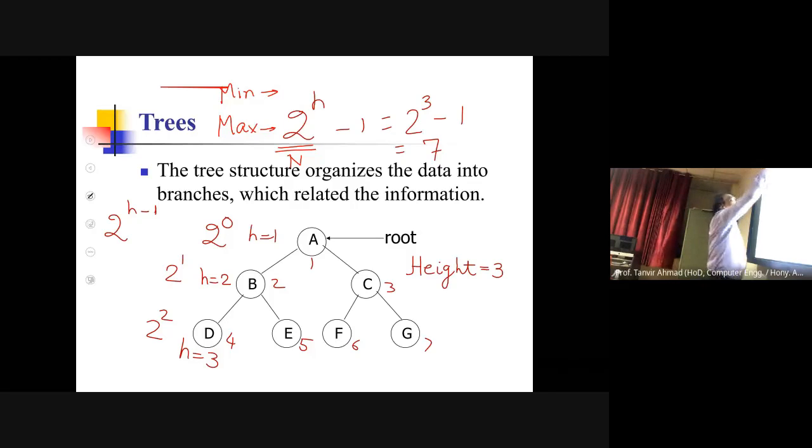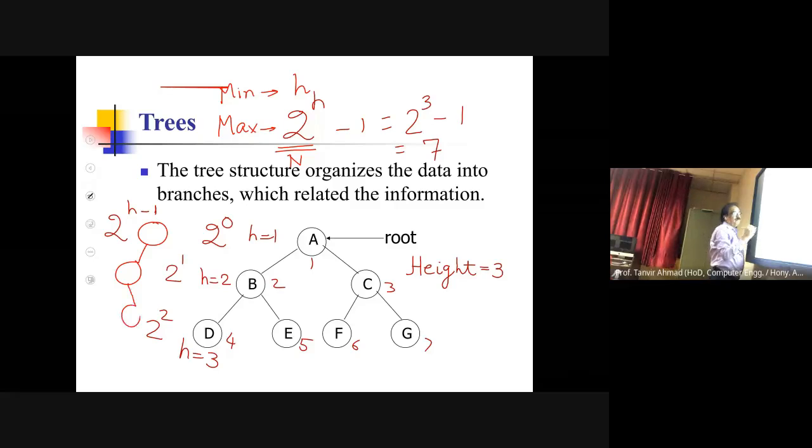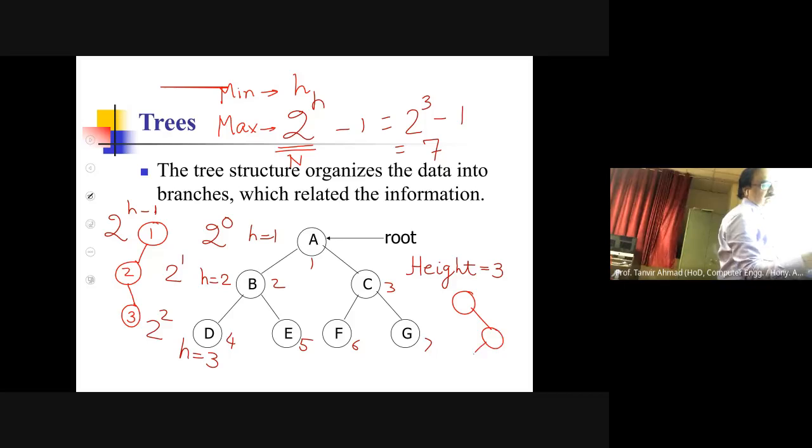Okay. Now in that case, it will be, because the tree will be like this. Maybe like this. It could be like this. Therefore, the minimum number of nodes in a tree of height h is h. The maximum number is 2 to the power h minus 1. Anything in between, it could be anything in between also. Or it could be like this.